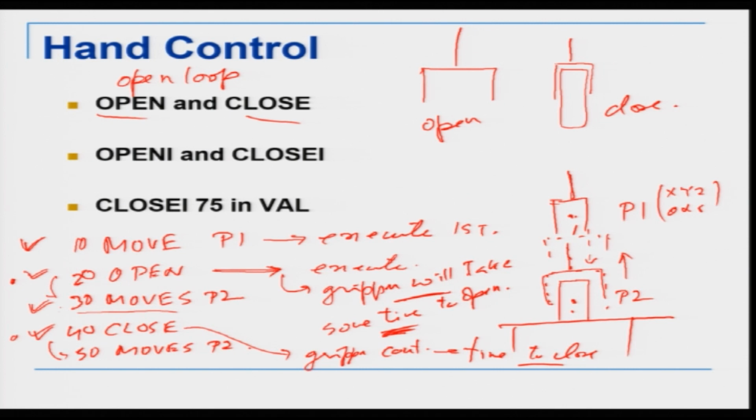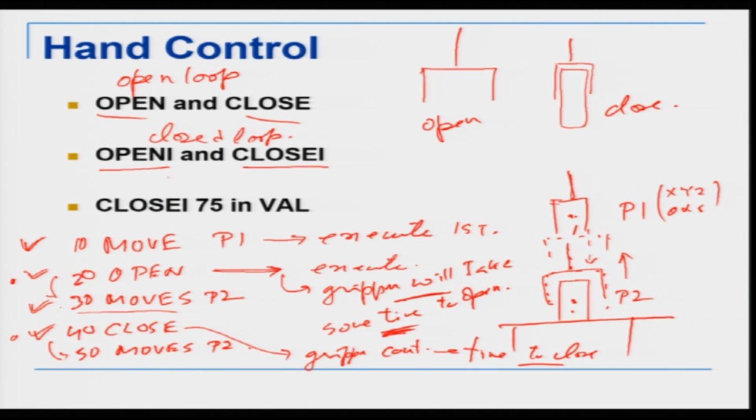So, these are open loop commands, meaning that the robot will immediately go to the next line without ensuring whether it has fully opened or it is fully closed. So, if you want this to be a closed loop command, then what we have to do is we have to use the command open immediate and close immediate.